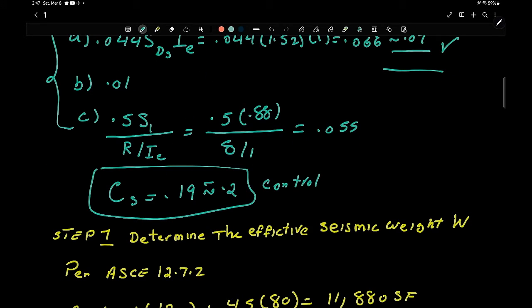Okay, we're going to move to step 7. Step 7 is going to be a little bit long. It takes a lot of calculation. We've got to calculate the weight of the building on each floor. ASCE talks about some limitations in 12.7. You can read that. I can bring it up in a second. Hold on, let me see if I can find it.